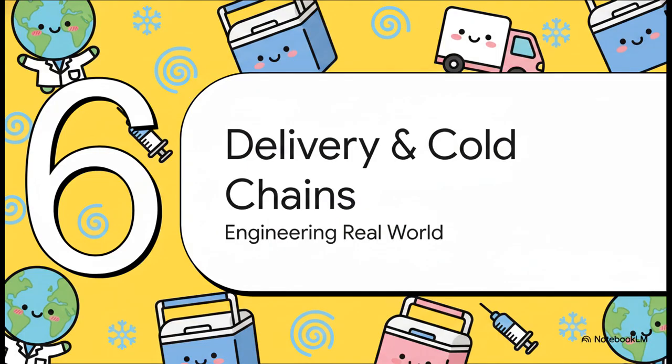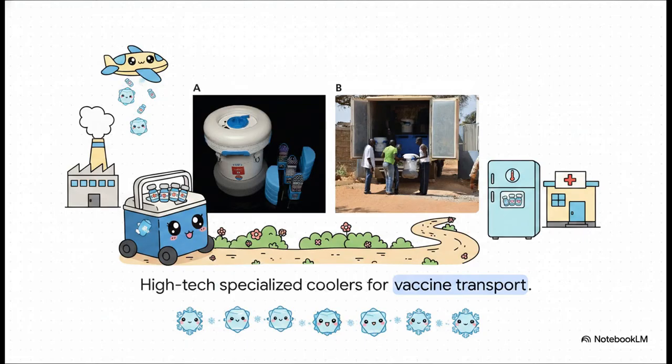Finally, Section 6, Delivery and Cold Chains, Engineering the Real World. An often completely overlooked but absolutely critical part of global health is the cold chain. We've got these amazing biological blueprints like lipid nanoparticles and live-attenuated viruses, but they are incredibly fragile. If they get even a little too warm, they degrade and become useless. Transporting them across the globe requires a flawless, unbroken chain of high-tech coolers and specialized refrigeration units. Getting it from a state-of-the-art manufacturing plant all the way to a tiny rural clinic at the end of a dirt road is a massive logistical and engineering triumph.